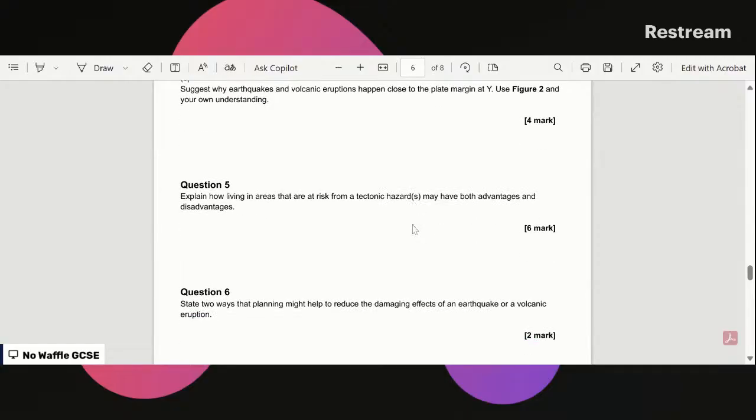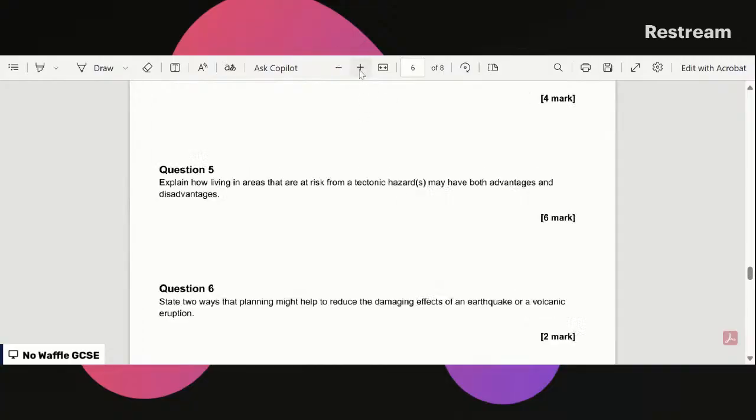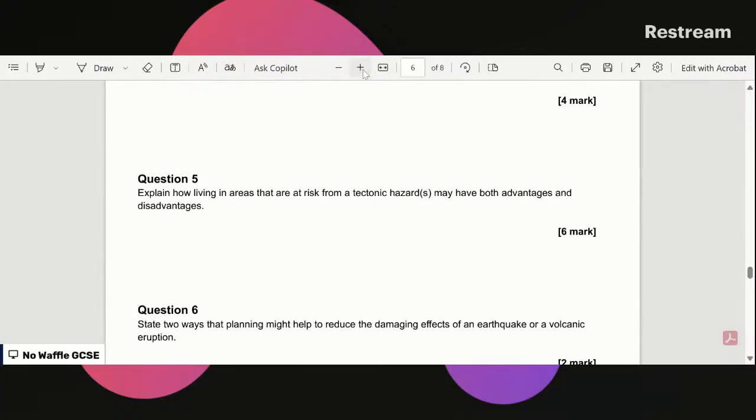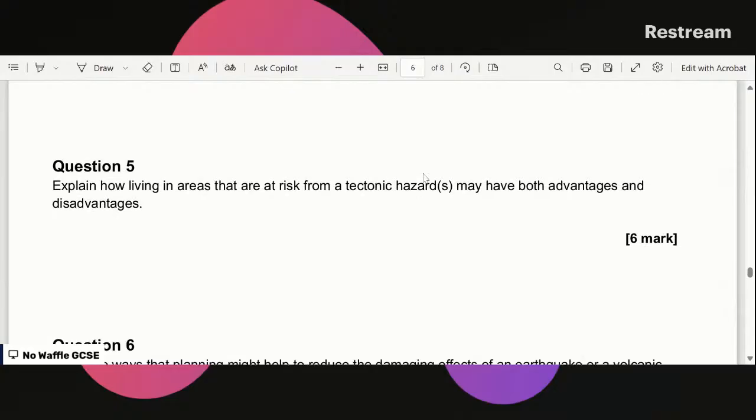Okay, let's now move on to the 6 mark. I know some people want to just do the higher mark questions, so maybe we'll focus more on those as a live stream. We're getting a little bit short of time. So, explain how living in areas that are at risk from a tectonic hazard may be both advantageous and disadvantageous.